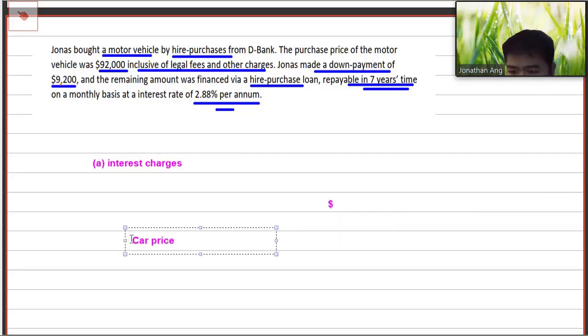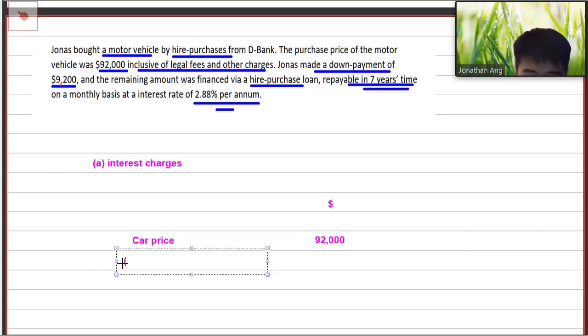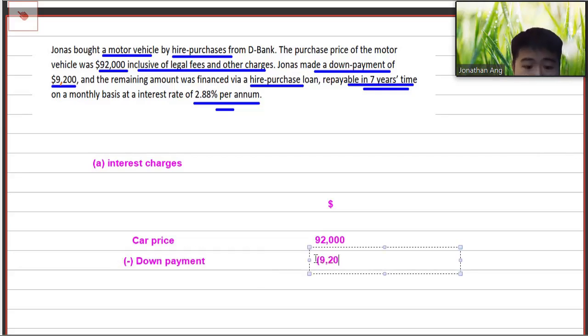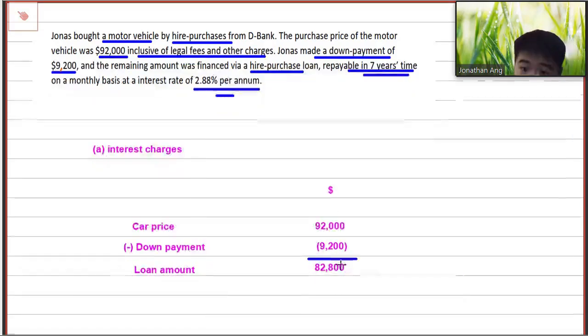You just imagine now you're buying a car. You want to buy a car that is $92,000. From the 92,000, you will have to pay a down payment of 10%. So you got your down payment. The down payment is supposed to be 9,200, which is exactly 10%. So the net loan amount will be $82,800. So that's your loan amount.